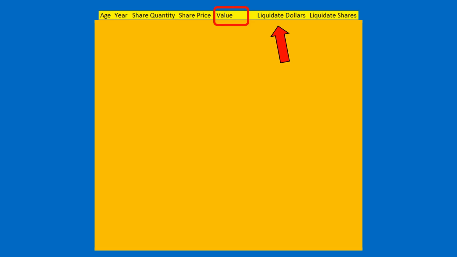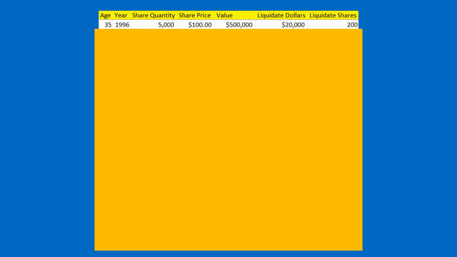That's the 4% rule. Also, in order to liquidate that many dollars, how many shares does he need to sell? So he needs a certain amount of dollars. Divide that by the share price, and you'll get how many shares he needs to sell in order to liquidate that many dollars. So let's look at the first row. Imagine it's like the early 90s, this guy's in his early 30s, and he's thinking, I might be able to retire soon. If I were able to retire in 1996, how much money would I need in order to do that?